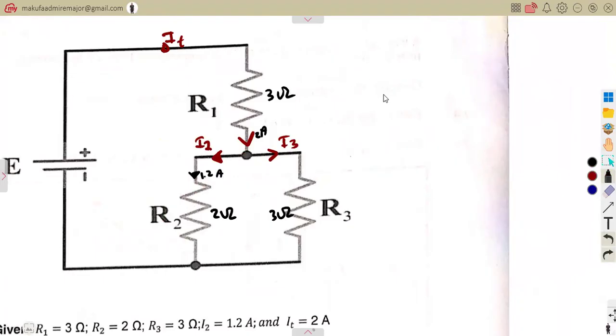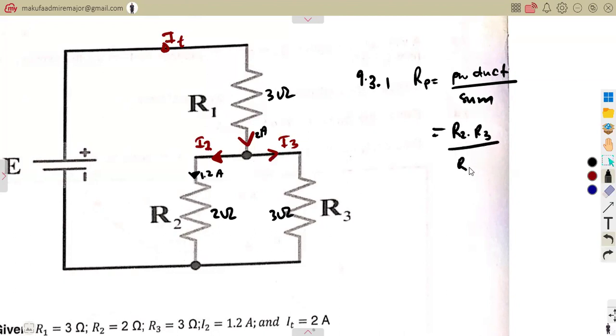That is our question. So for the resistance in parallel, you can consider the product over the sum. We're going to consider another formula again, but you can use product over sum. The product of these two resistors, R2 times R3, over the sum R2 plus R3. So that's it, R2 times R3 over R2 plus R3. That means this is going to give us the parallel resistance of 1,2 ohms.